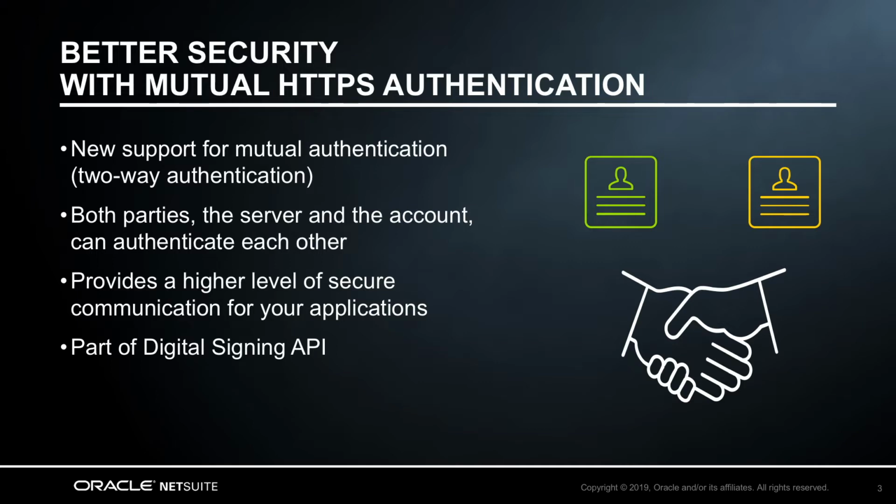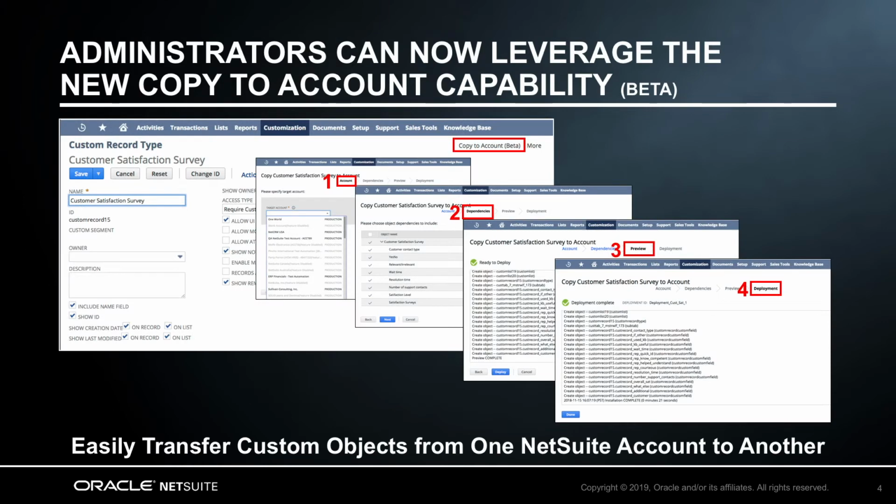This allows you to comply with essential government requirements for tax-related communications and provides a higher level of secure communication for your applications. Mutual authentication is part of our new Digital Signing API and supports SuiteScript 2.0. In general, any new API support NetSuite offers going forward will only be in SuiteScript 2.0 and not available in SuiteScript 1.0.